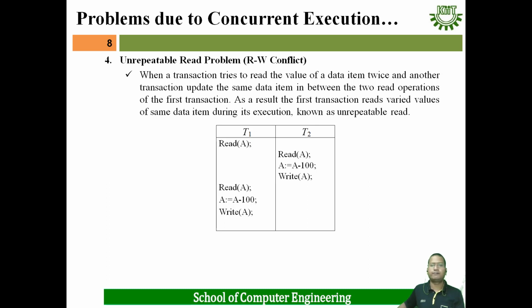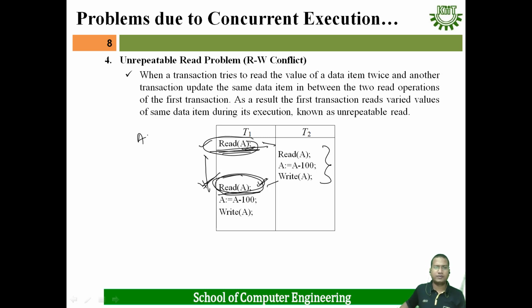the unrepeatable read problem. Suppose T1 and T2, two transactions, are there, and T1 is reading some data item from the database. After some time, without doing anything, suppose T1 reads the value of that data item again; then it should be the same. But when concurrent execution happens, and in between two read operations of the same data item, some update happens from another transaction, then when the same read operation happens after some time interval, it will result in an inconsistent value. That means it will result in a different value.